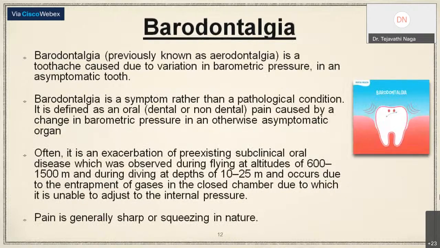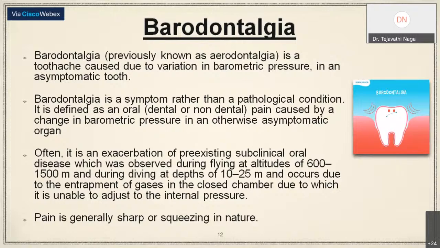What is barodontalgia? Barodontalgia was previously known as aerodontalgia. 25 to 30 years back, we were taught it as aerodontalgia. It is a toothache caused due to barometric pressure in an asymptomatic tooth. Barodontalgia is a symptom rather than a pathological condition. It is defined as an oral, that is dental or non-dental, pain caused by a change in barometric pressure in an otherwise asymptomatic organ. Often it is an exacerbation of pre-existing subclinical oral disease, occurring while flying at altitudes of 600 to 1500 meters and during diving at depths of 10 to 25 meters, and occurs due to the entrapment of gases in a closed chamber, due to which it is unable to adjust to the internal pressure.